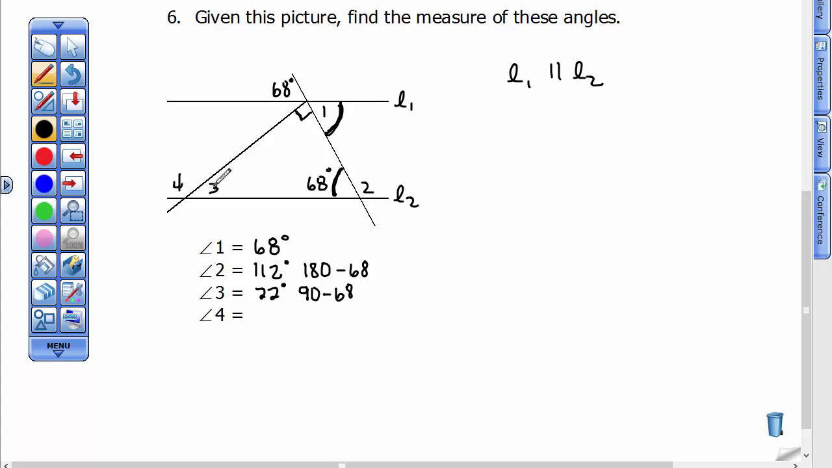Angle 3 and 4 need to add up to be 180. Since I know angle 3 is 22 degrees, then angle 4 would be 180 minus those 22 degrees and give me 158 degrees. A lot of work with angles during this unit. We're going to go on to our next unit and study right triangles, which is quite fun, and the Pythagorean theorem.